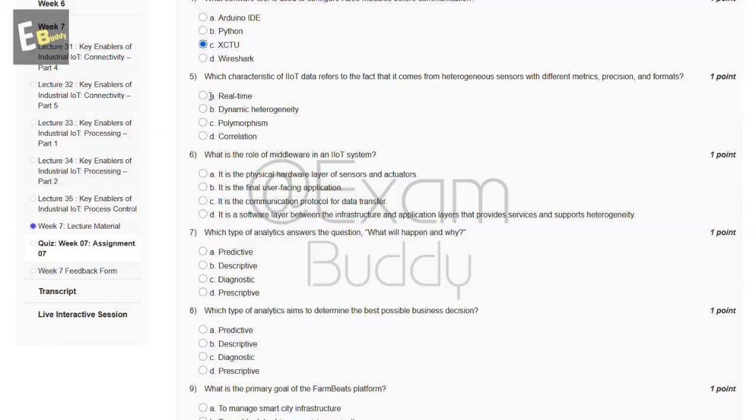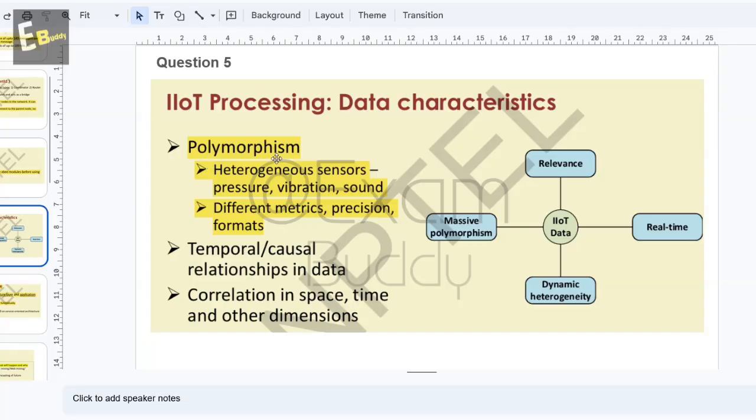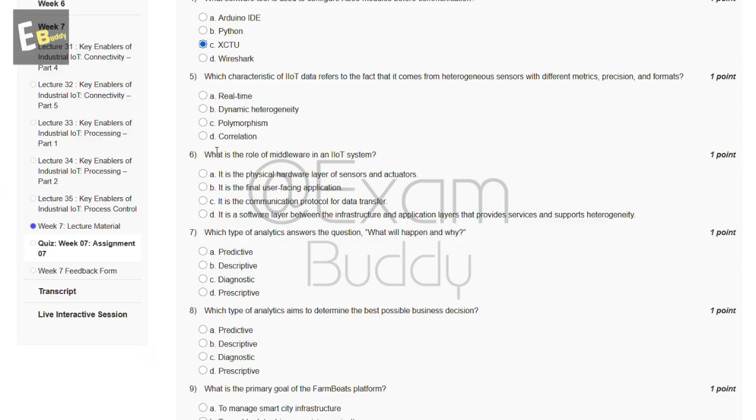Now the fifth question is, which characteristic of IIoT data refers to the fact that it comes from heterogeneous sensors with different metrics, precision and formats? So these are the options. And now let's check the answer of our fifth question. So question fifth, polymorphism: heterogeneous sensors, pressure, vibration, sound, different metrics, precision, formats. So the answer of our fifth question is C.